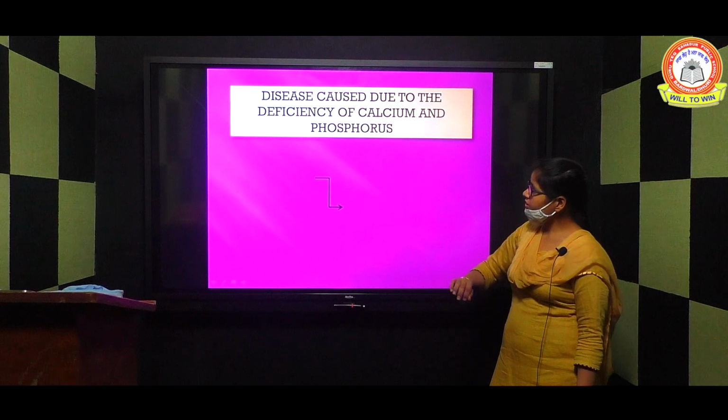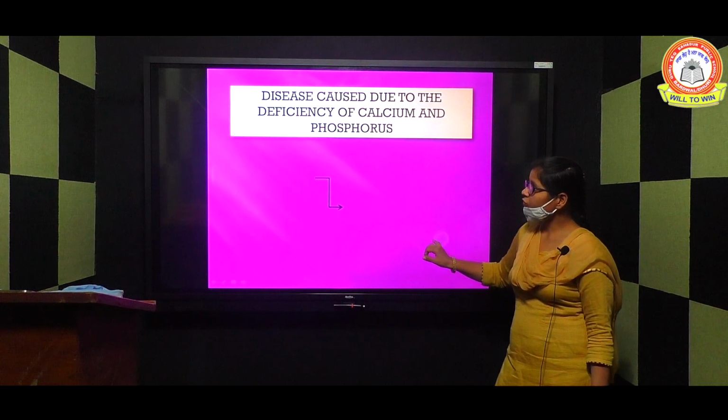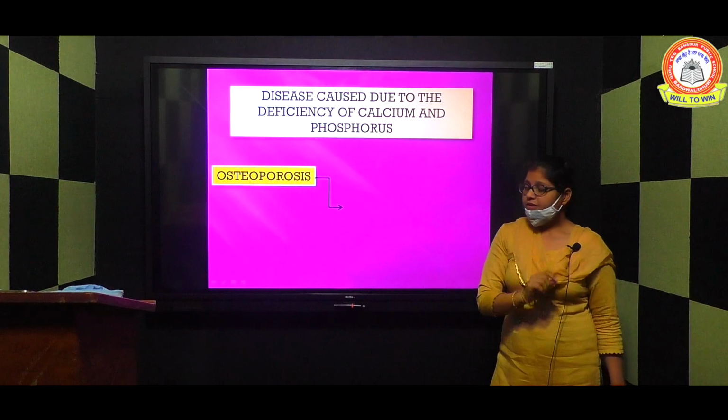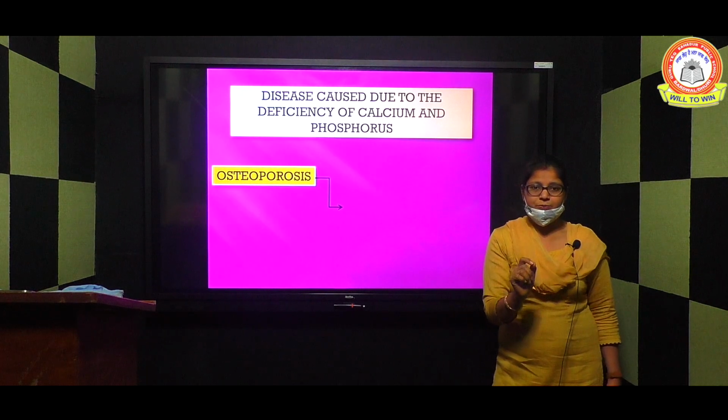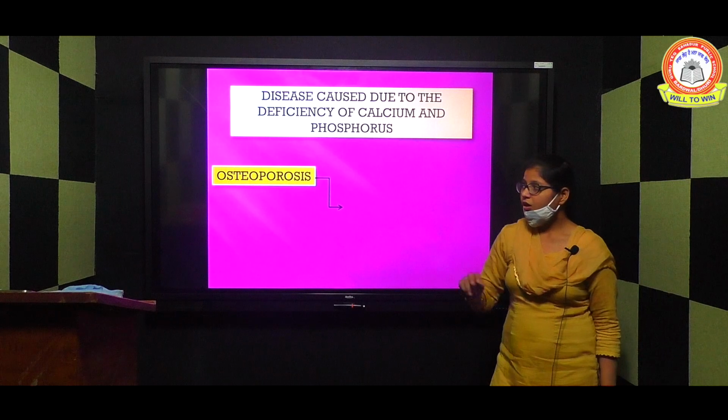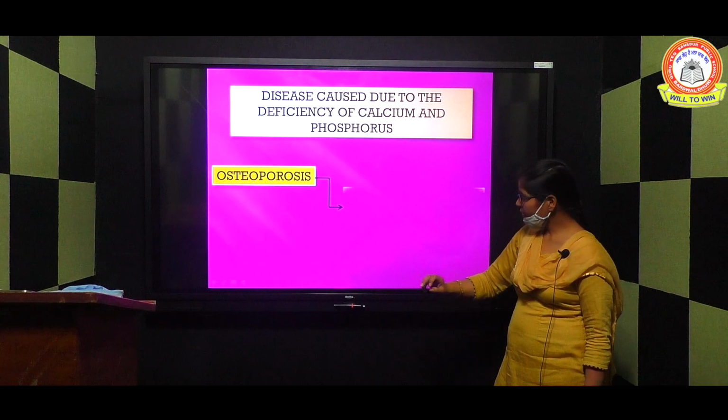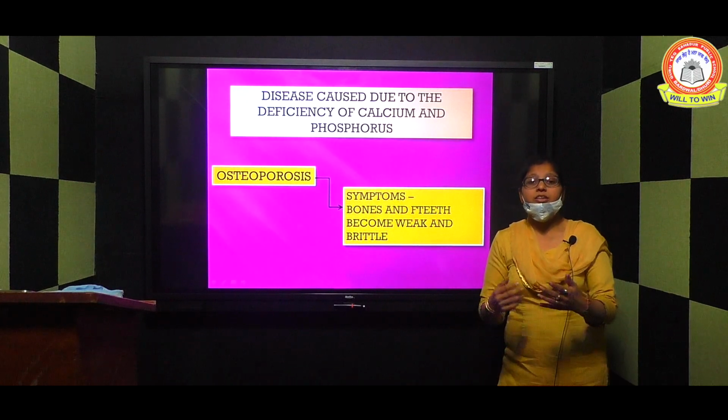Next deficiency is caused due to calcium and phosphorus. The disease is called osteoporosis. How is it spelled? Osteoporosis. Osteoporosis means brittle bones and teeth.